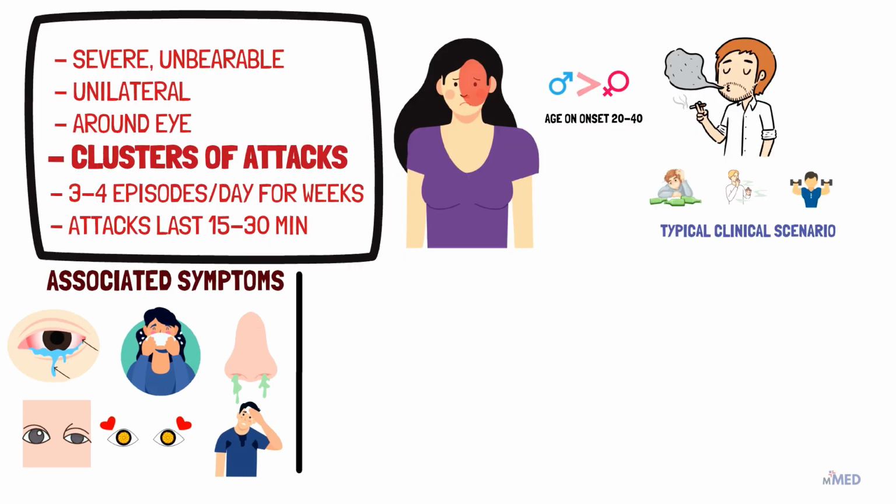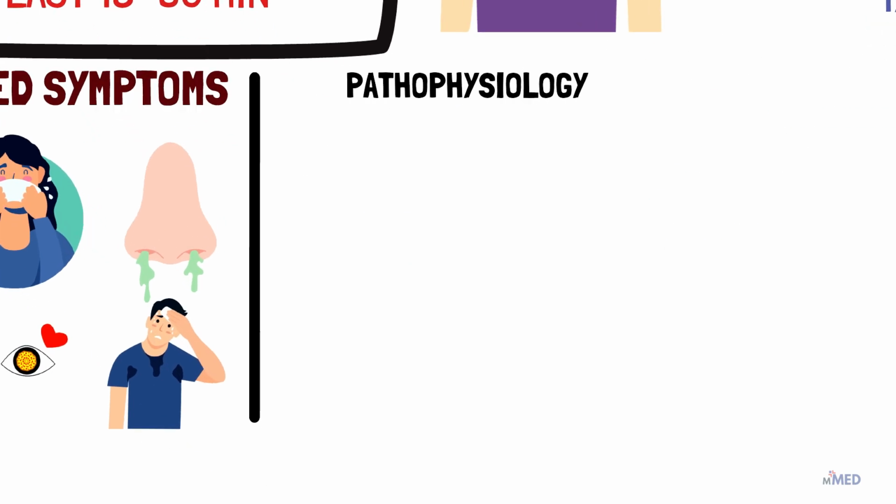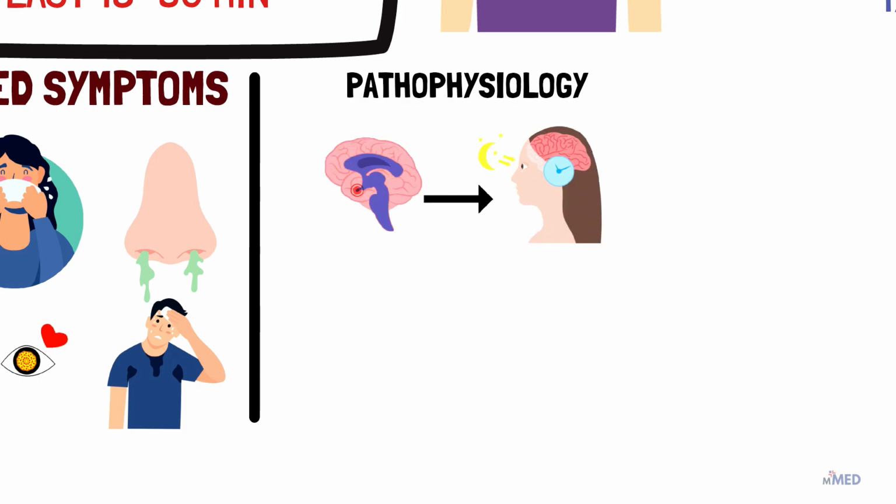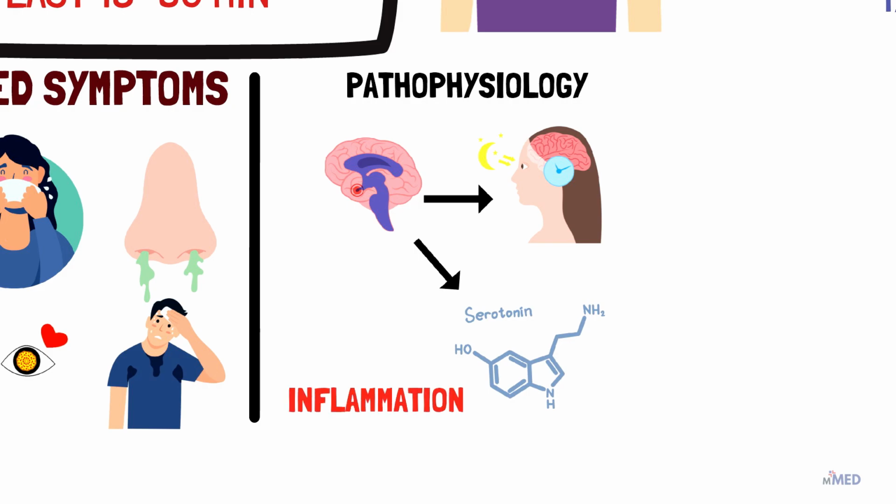Cluster headaches are thought to be caused by the activation of the hypothalamus, which is a part of the brain that regulates the circadian rhythm, the body's natural clock. This activation leads to the release of histamine and serotonin, which stimulate the trigeminovascular system and cause pain and inflammation.